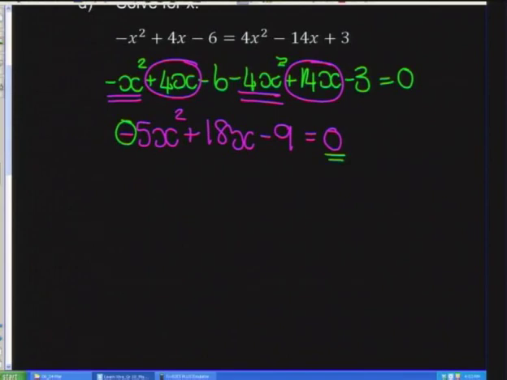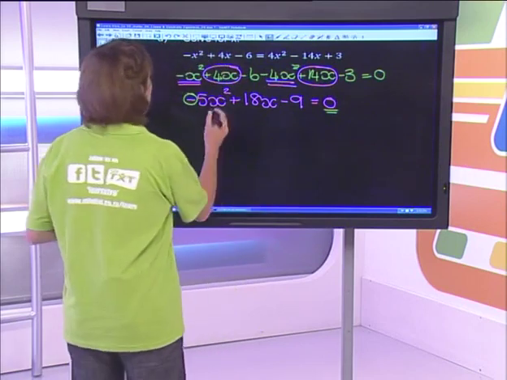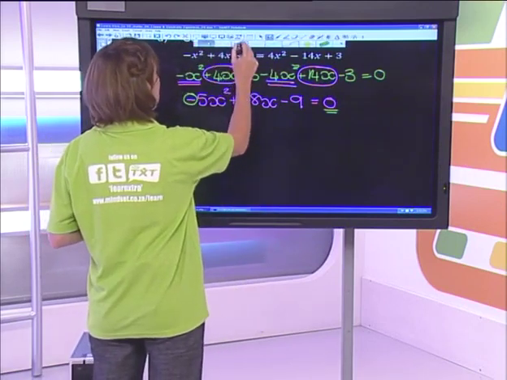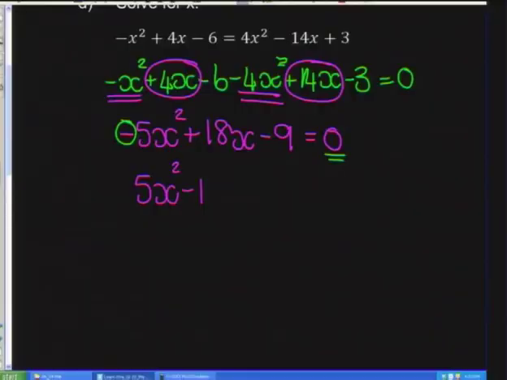Okay, so what we're going to do is basically pull it out as a common factor, and then we can get rid of it because the right-hand side is equal to 0. Okay, so what it's going to become is 5x squared minus 18x plus 9 equals 0. Okay, let's factorize this one.